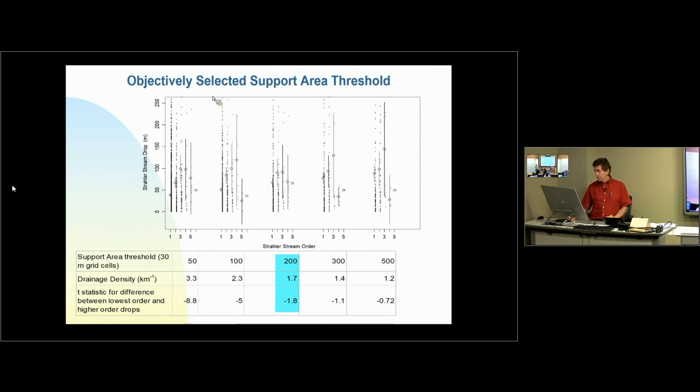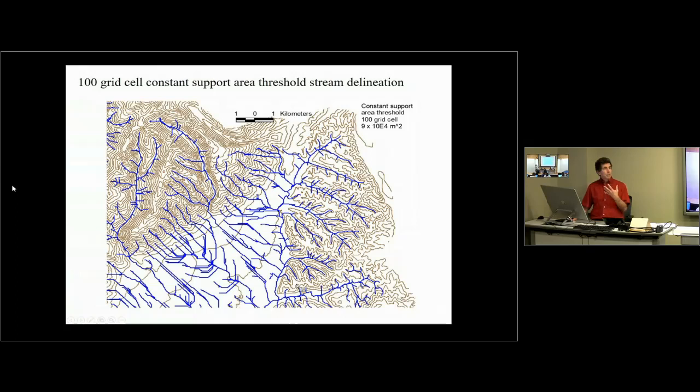So this shows, now I'm going to try and justify this visually, looking at topography depicted with contours, and we applied a 100 grid cell threshold. And here you can see you've got a lot of streams that you would question whether they really exist on the landscape.